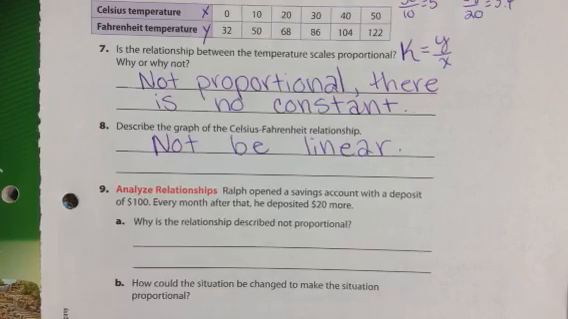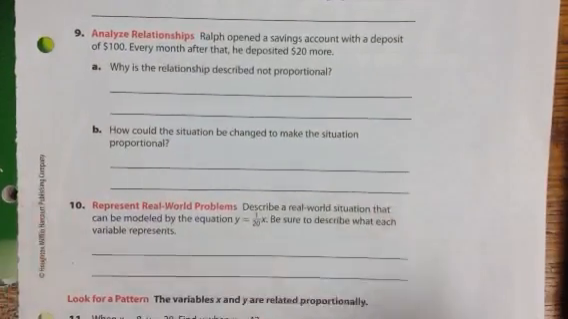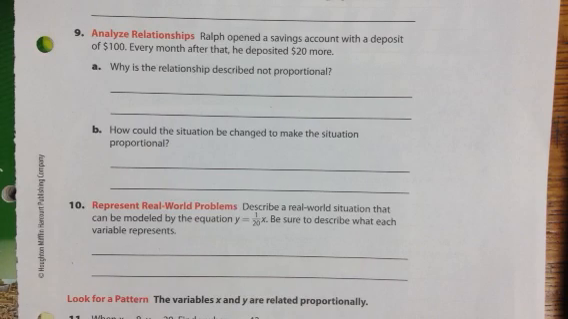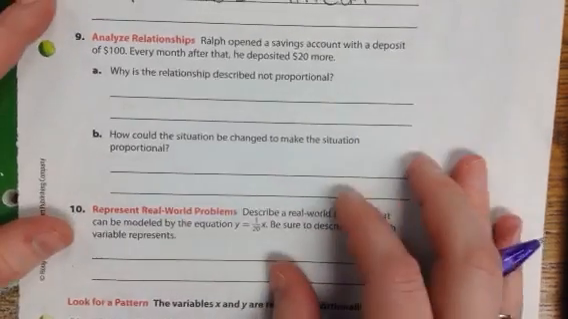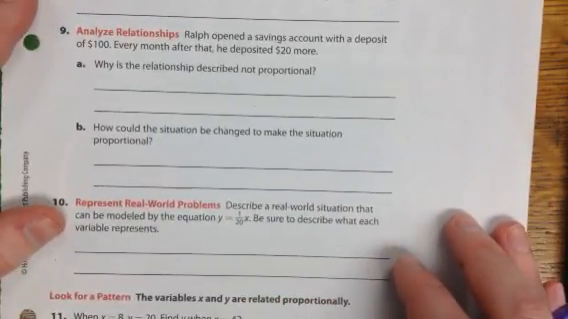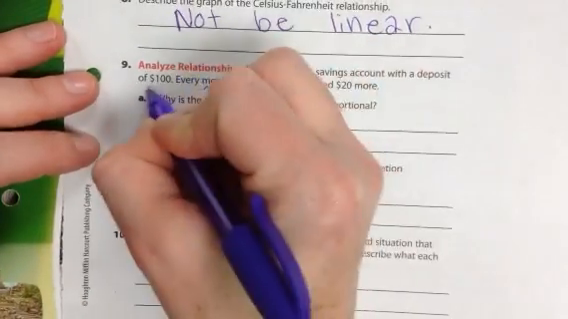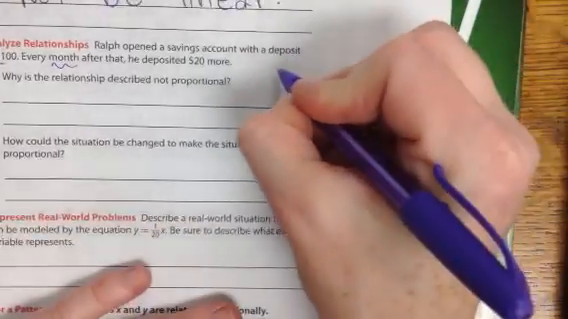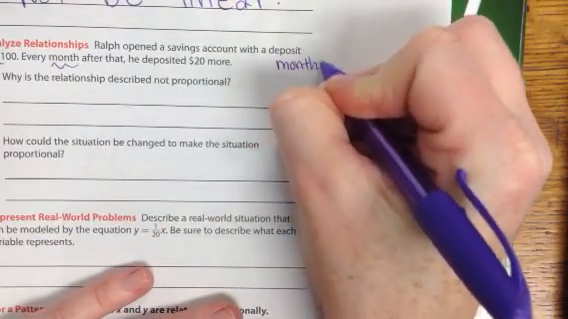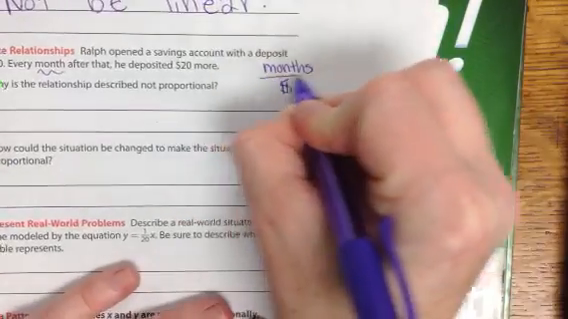Number 9. Ralph opened a savings account with a deposit of $100. Every month after that, he deposited $20 more. It's saying, why is the relationship described not proportional? So they're trying to tell me there's no constant, but to make it make more sense, I would want to go and start a little table. So the two things he's talking about are months and dollars. Okay, so I'm going to create a little table.